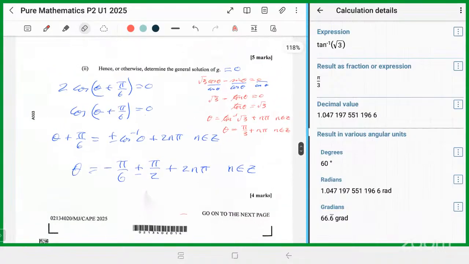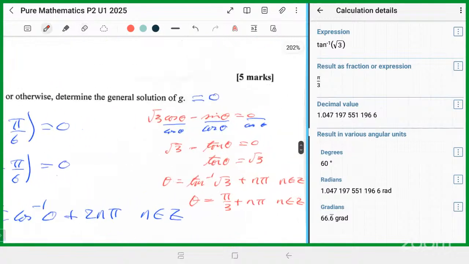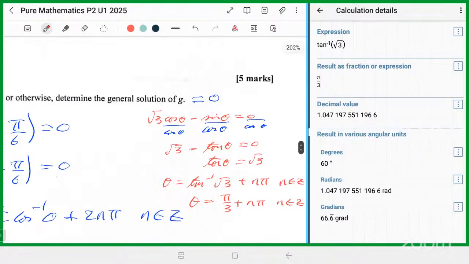You just start with different values of n here, and you get the same answers. So these two things work. This is the hence method over here, and then this is the otherwise method.